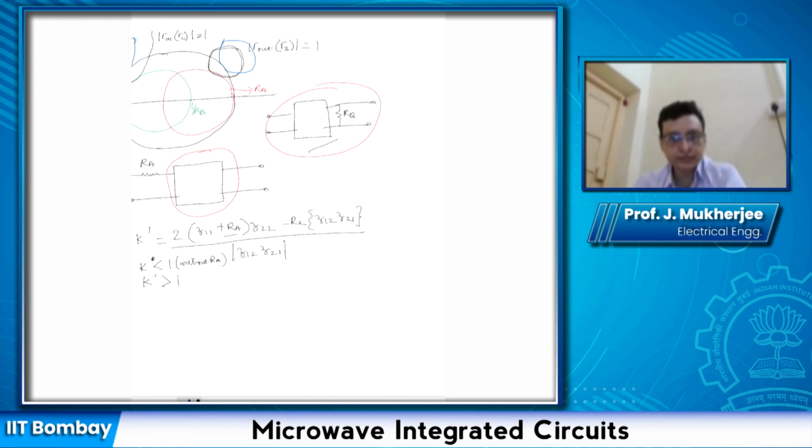So here we discussed the graphical representation of stability using circles, what the potentially unstable regions are, what the stable regions are, how to determine the potentially unstable regions, and how by adding resistances in series or shunt we can convert a potentially unstable system to an unconditionally stable system.